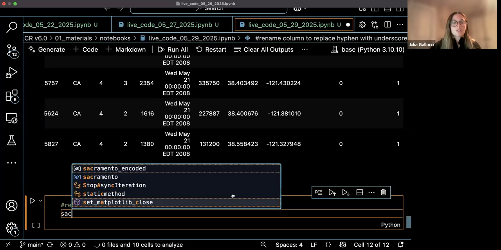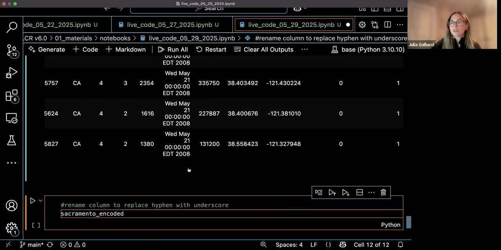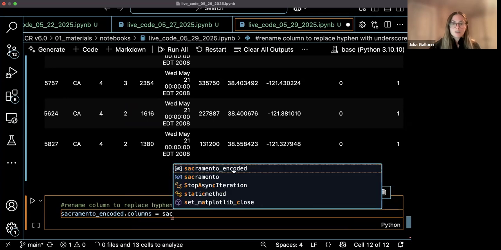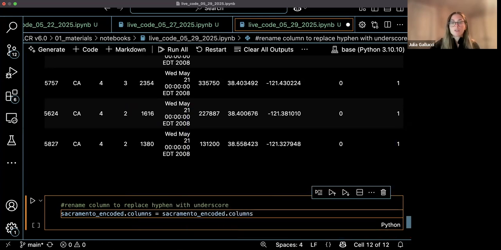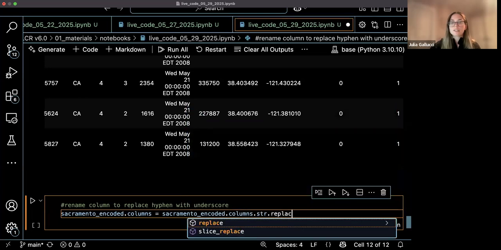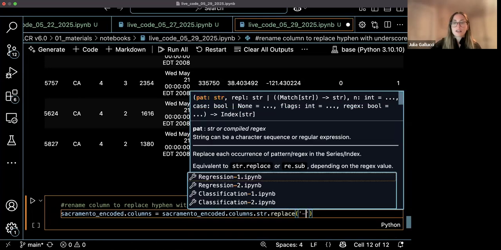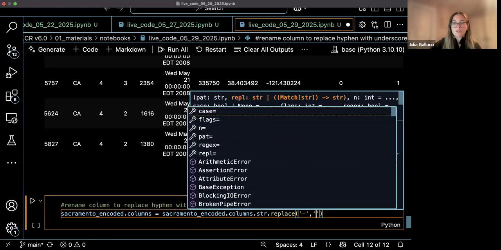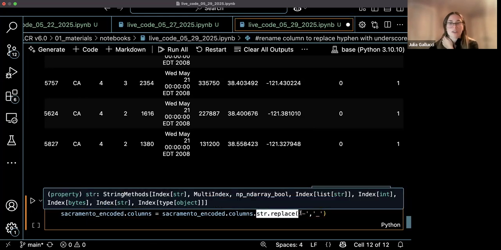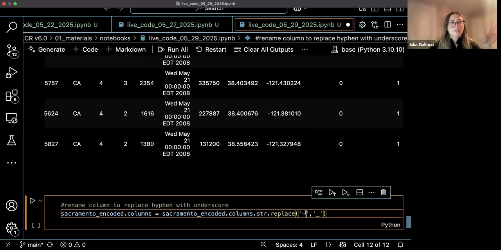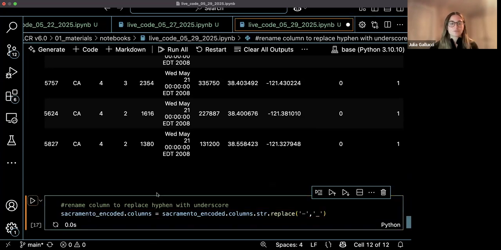Okay. So we have our Sacramento encoded columns. And so we're basically just going to take all of the columns and use a string method called string replace. We're just going to replace the hyphens with an underscore. So that's what this line of code is doing here. We're taking all of our columns, using the string replace method, and saying take all these hyphens and replace them with an underscore.